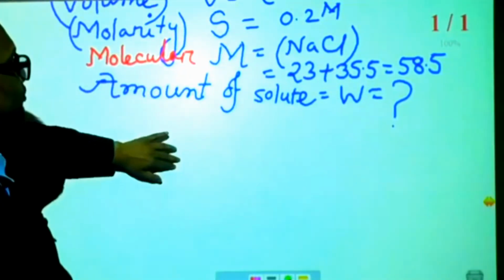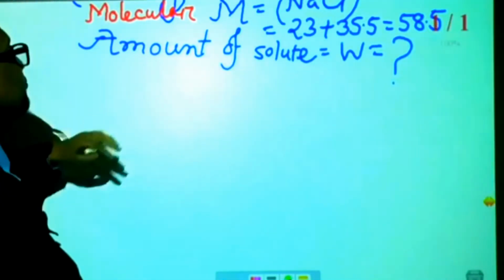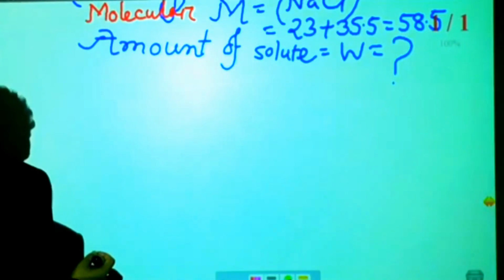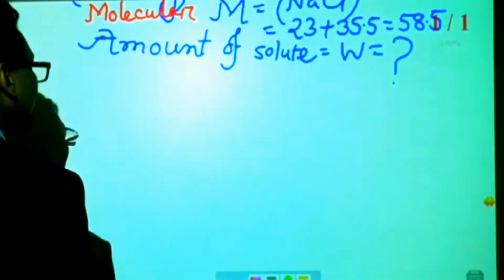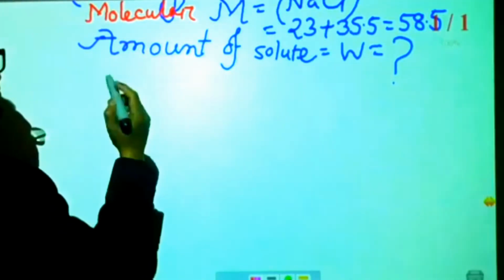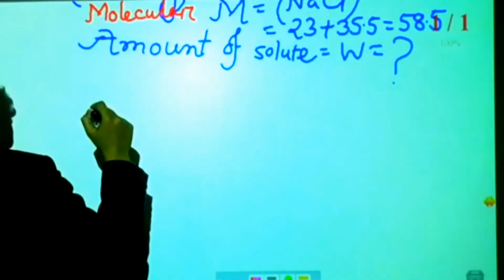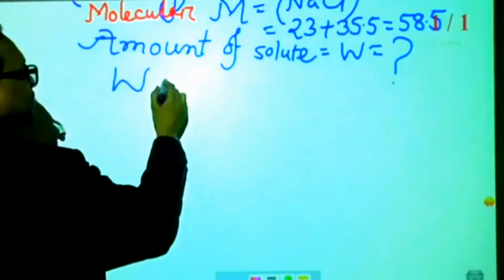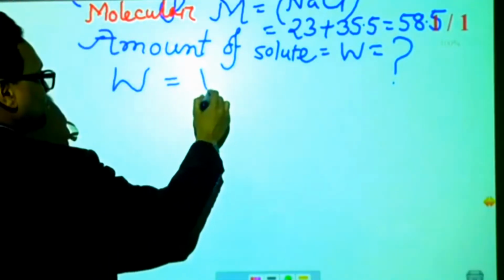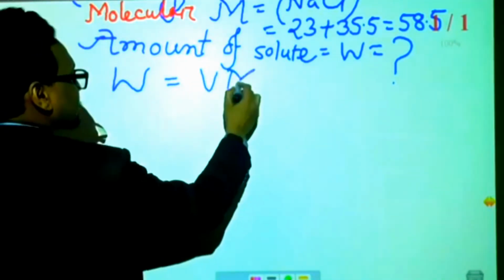We can solve it by the unitary method or a formula. So we have to use the formula. We know, please, you have to recite and memorize the formula. We know W equals VMS.